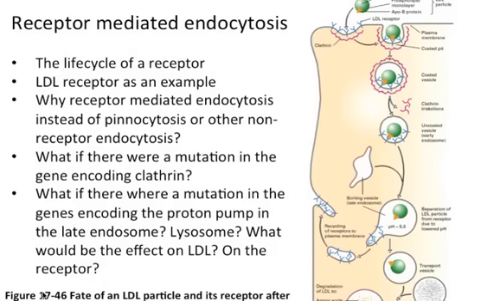So, receptor-mediated endocytosis. This is just the basic life cycle of a receptor, based on the LDL receptor example. You know what LDL is? Who's had their cholesterol checked? It's a low-density lipoprotein. It binds to lipids, and most importantly, it binds to cholesterol, and it lets you know if you're going to die or not.